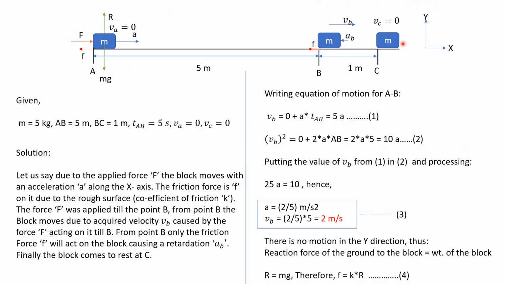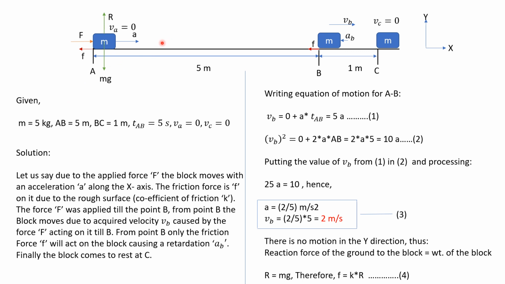I have made a diagram for the block. I have assumed that it started from A, and till B the force F was applied. At B the force F was removed, and after that the block moves further and stops at C. The distance traversed by the block from B to C is equal to 1 meter, as given in the question.